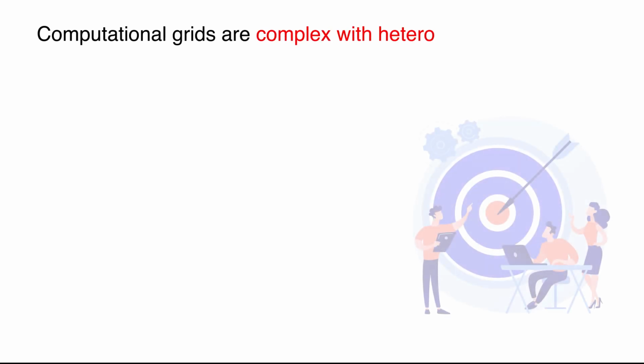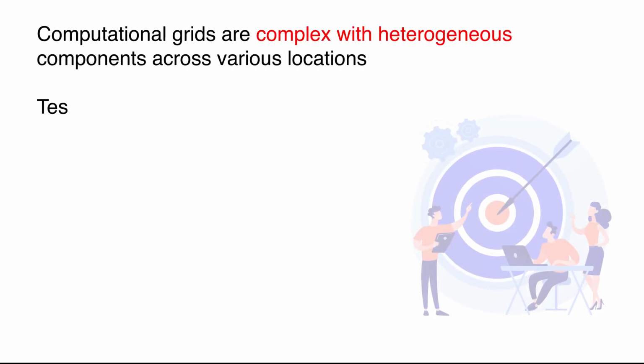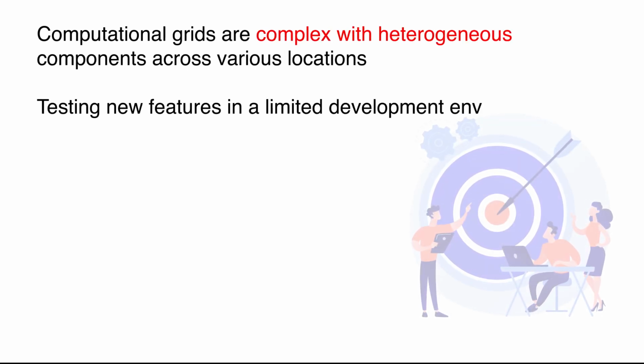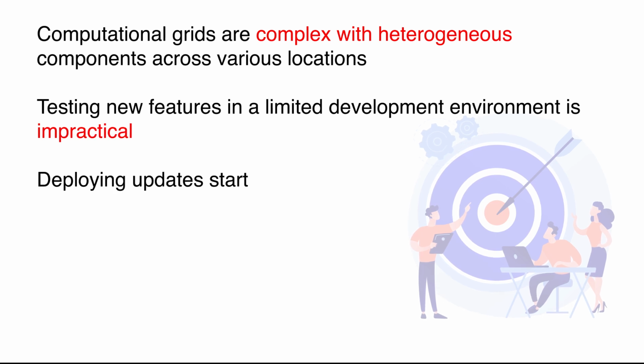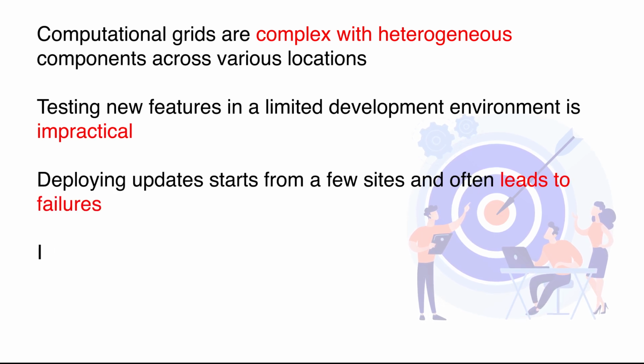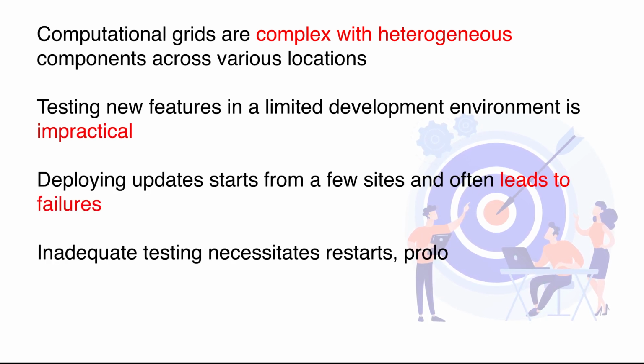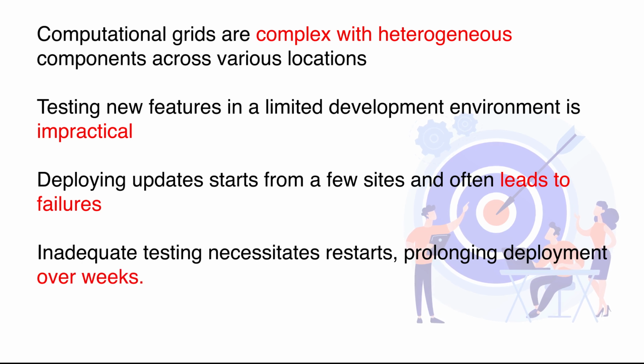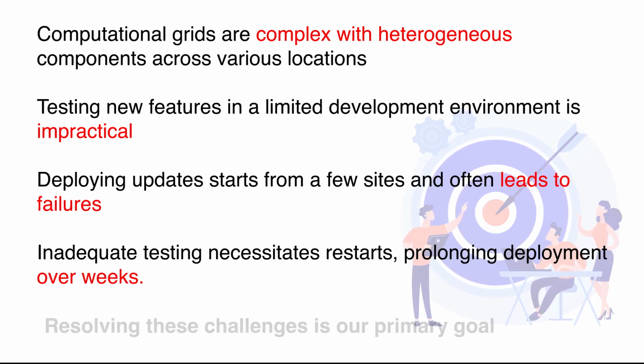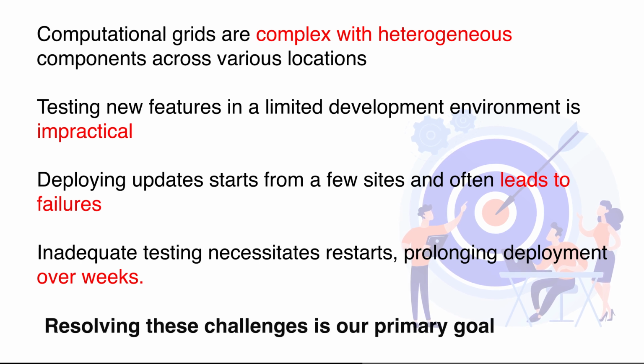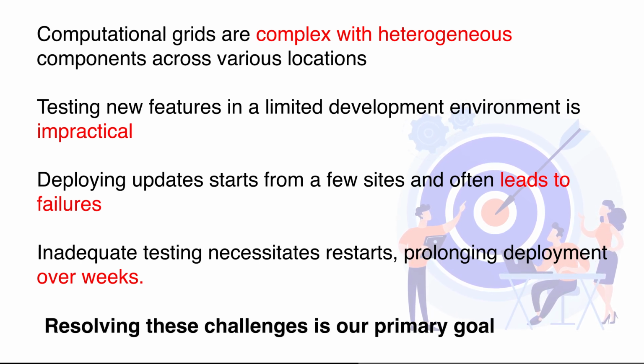Computational grids are complex systems with heterogeneous components spread across different locations. Testing and evaluating new features or software on these grids in a development environment with limited resources is impractical. Updates and features are typically deployed in stages, starting from a few sites and expanding gradually, often resulting in deployment failures due to inadequate testing, necessitating restarts and prolonging the process over weeks. This highlights the significant challenge we aim to resolve.